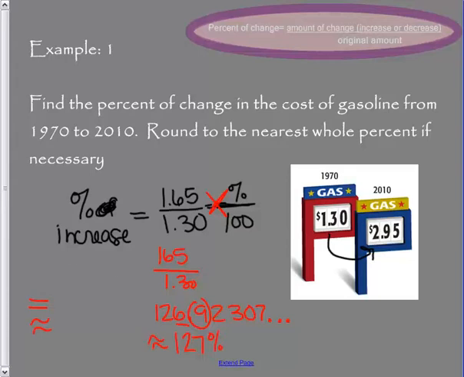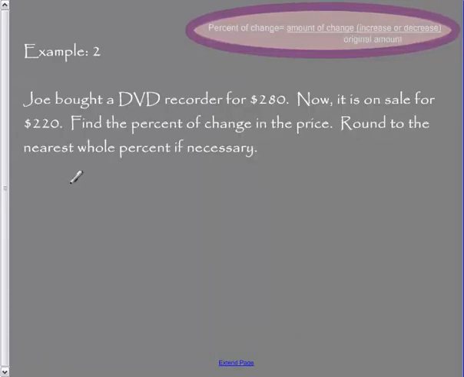Okay, let's try another one. Joe bought a DVD recorder for $280. Now it's on sale for $220. Find the percent of change in the price. Okay, this was the original amount, so put that down first. And we want to know the amount of change. How much did it decrease? It decreased $60. So this is a percent decrease. We always write that down first.